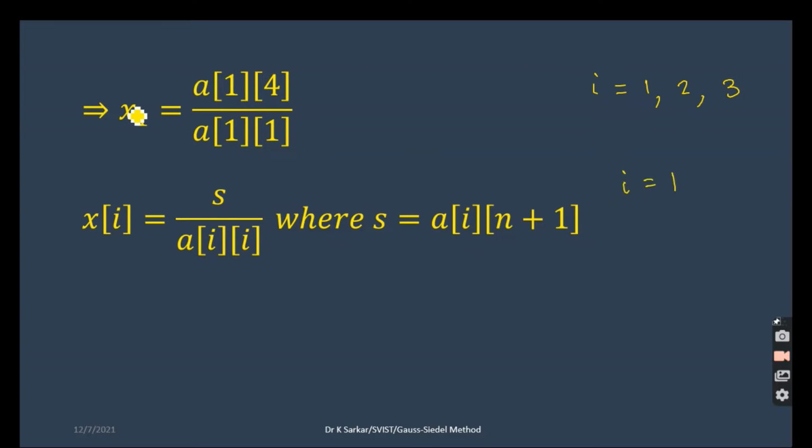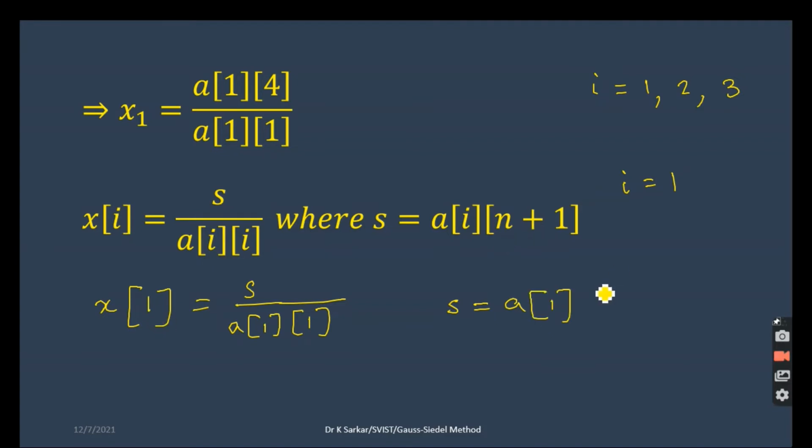For i equals 1, you will get x1 equals S by A11. What is S here? S equals A, you have taken i as 1, so 1, and n. n is the order of the matrix. You know the system you have taken, the order is 3, so 3 plus 1 is 4. I hope all of you have understood.